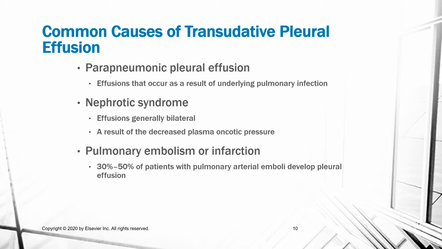Pulmonary embolism or infarction. Between 30 and 50% of the patients with pulmonary artery emboli develop pleural effusion. Two distinct mechanisms are responsible. First, obstruction of the pulmonary vasculature can lead to right-sided heart failure, which in turn can lead to pleural effusion. Second, increased permeability of the capillaries in the visceral pleura develops in response to the ischemic infarction caused by the pulmonary emboli.